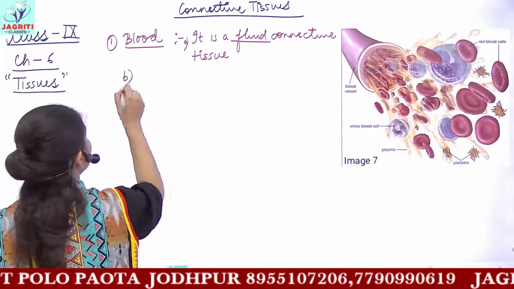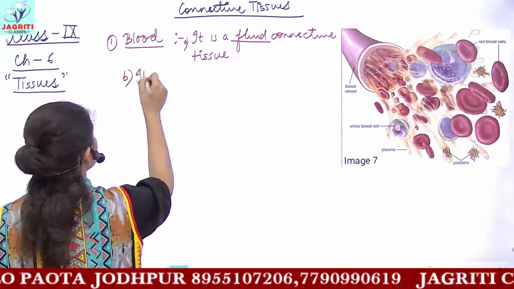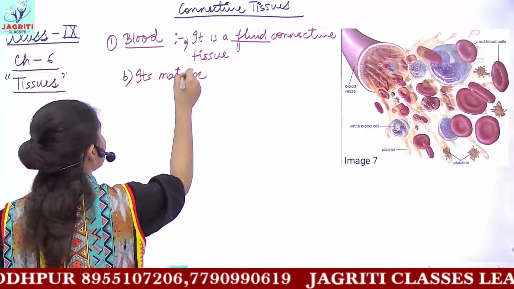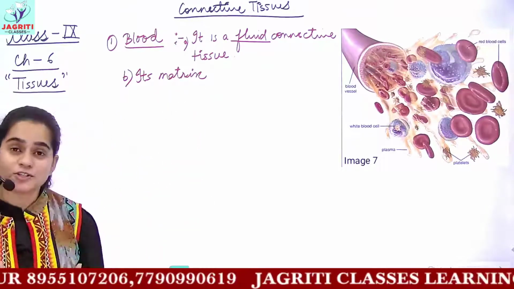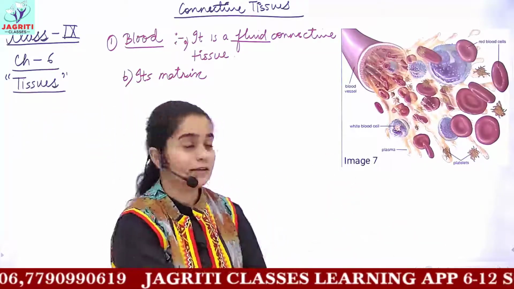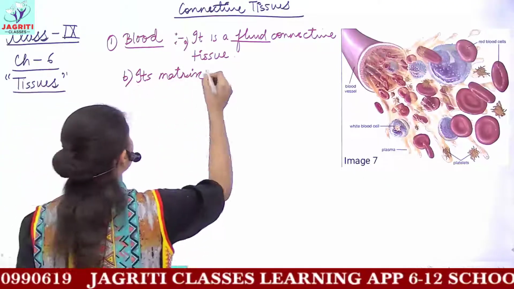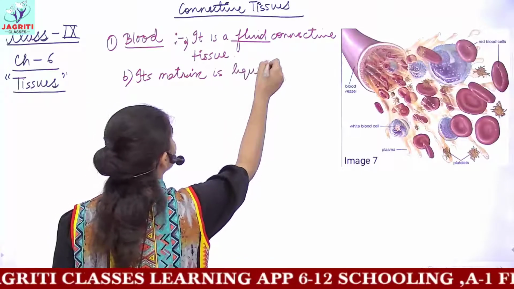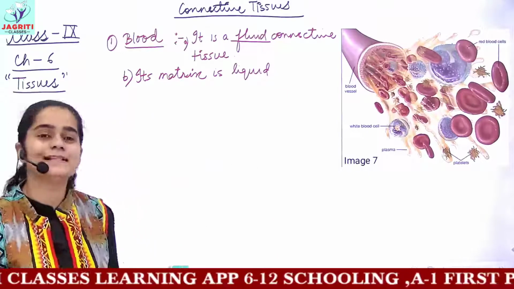The next point in blood would be its matrix. I told you that matrix can be of different kinds. The matrix may be solid, it may be jelly-like, or it may be clear liquid. So here the matrix of blood is liquid or fluid, you can say. It's one and the same thing.